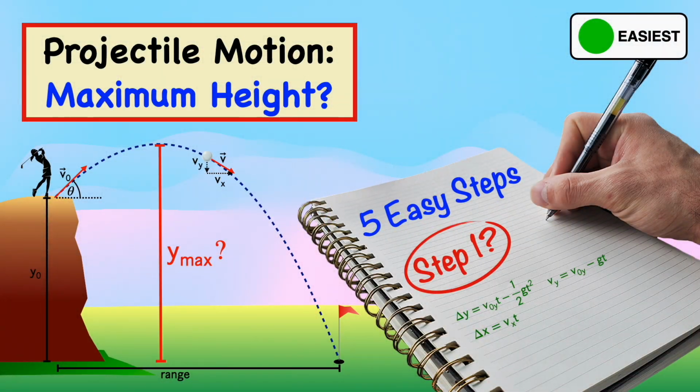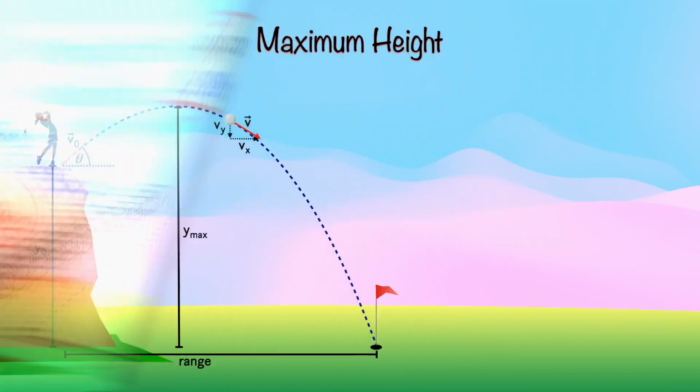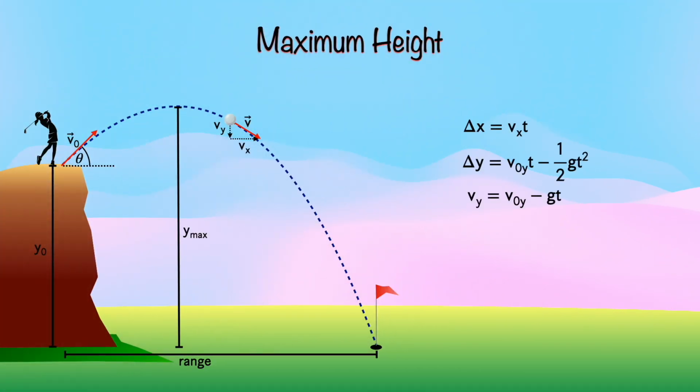Welcome to the Physics Almanac. This video is going to cover projectile motion and specifically problems involving maximum height. I've rated the physics level in this video as easiest. In a previous video, I derived the three kinematics equations for projectile motion. These three equations are the only equations necessary to solve every single projectile motion problem you'll ever encounter.